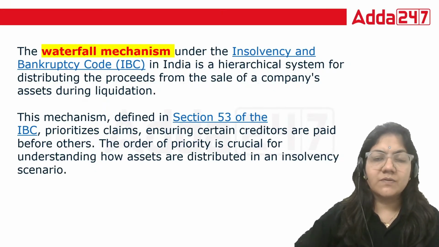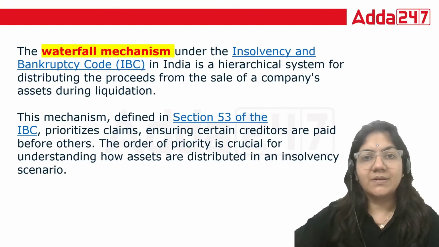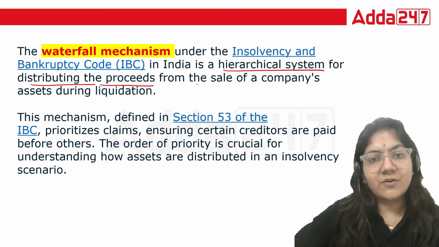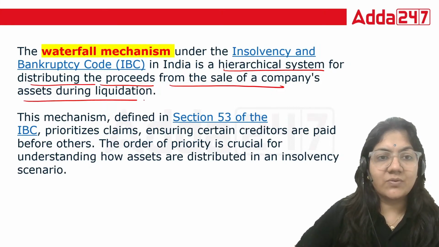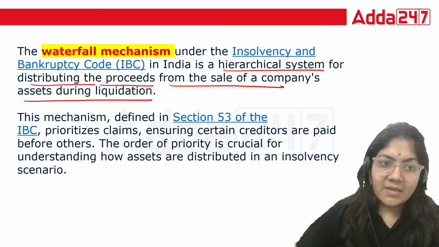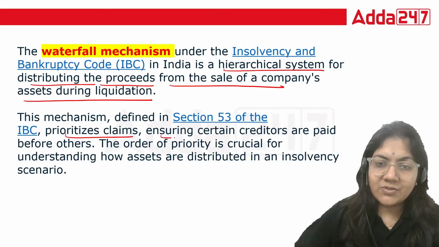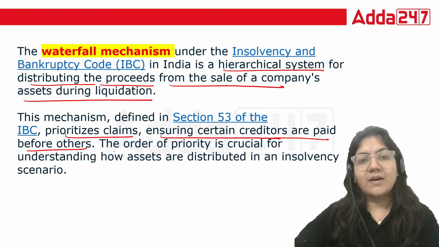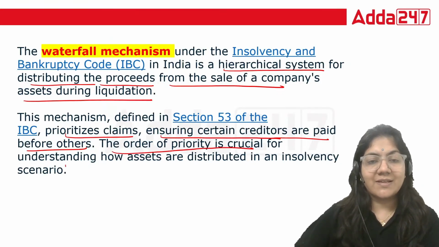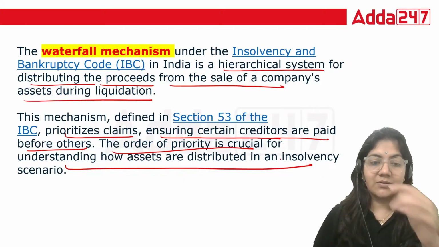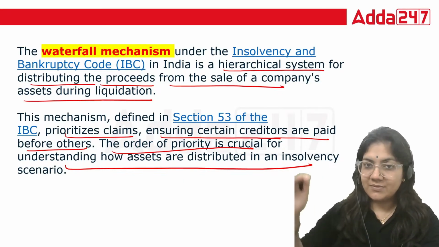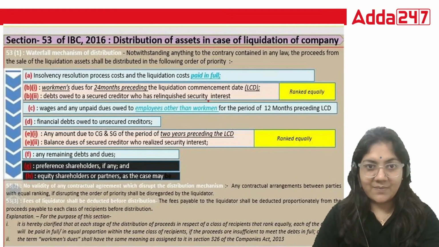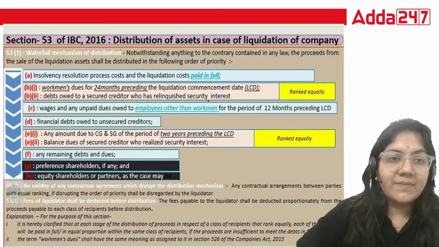The waterfall mechanism under IBC is a hierarchy system for distributing the proceeds from the sale of company assets during liquidation. It prioritizes the claims, ensuring certain creditors are paid before others, and the order of priority is crucial for understanding how assets are distributed in the insolvency process. So it is just like a waterfall. Now see this diagram. You can see the waterfall mechanism of distribution.